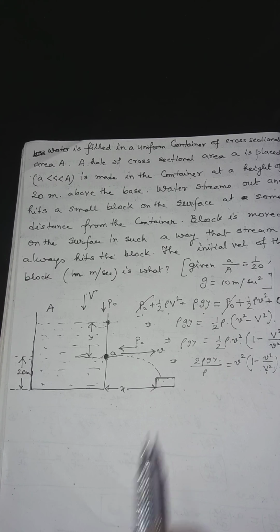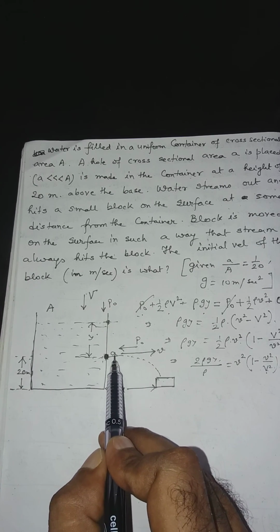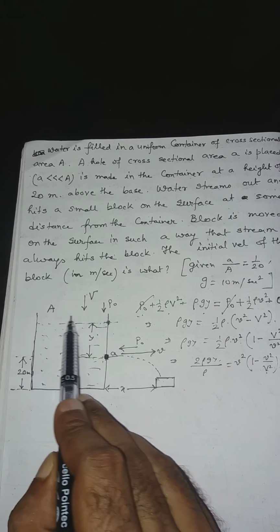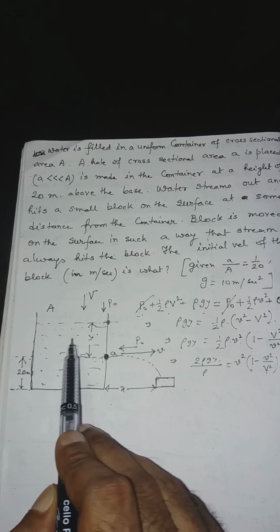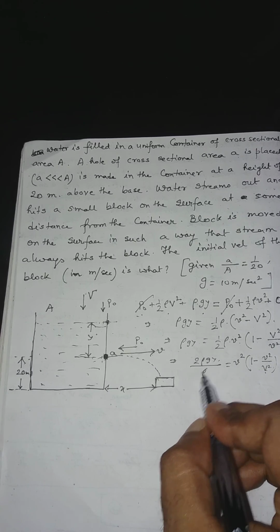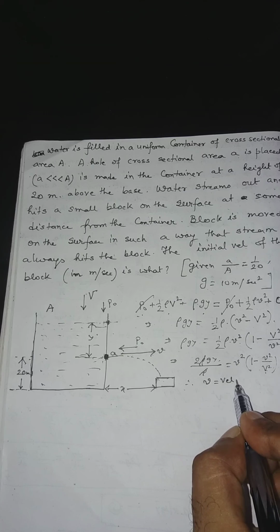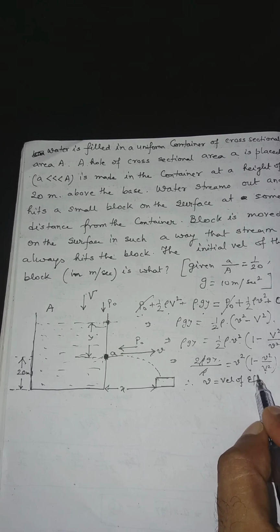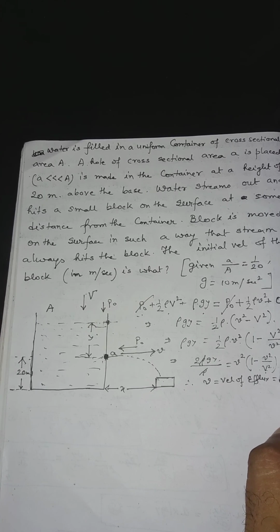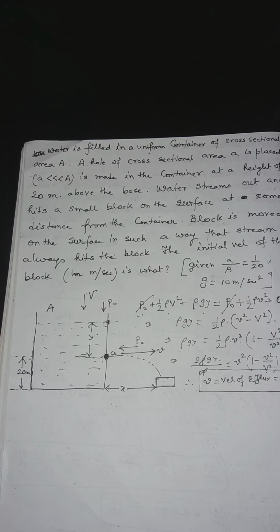Why is it so? The reason is that the cross-sectional area small a is much lesser than the cross-sectional area of the container where the water is residing. So naturally we can neglect this portion. If we strike it down, we will get the velocity of efflux, and that will be equal to root over 2gy, and that will be our first equation, that is the velocity of efflux.